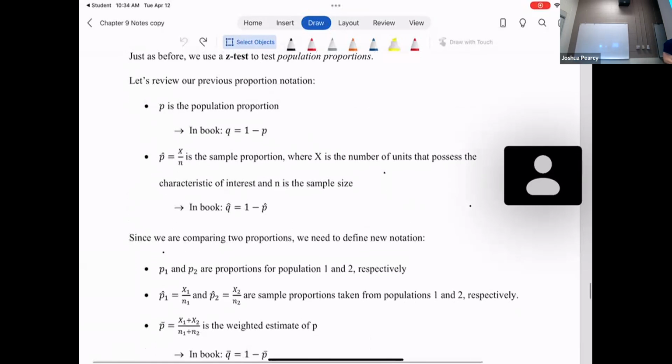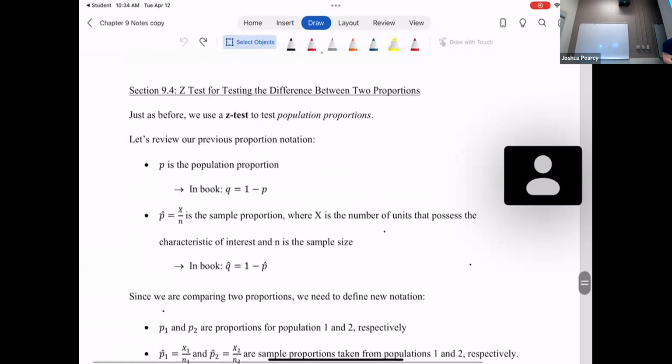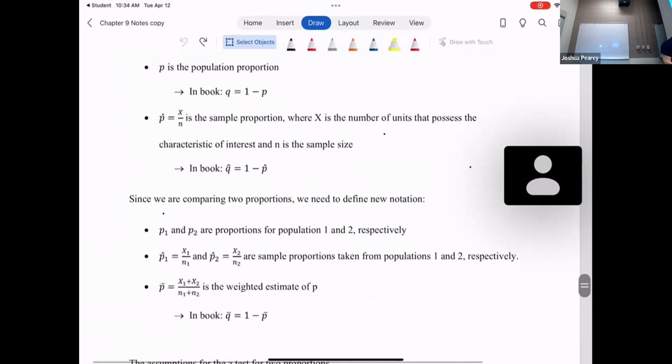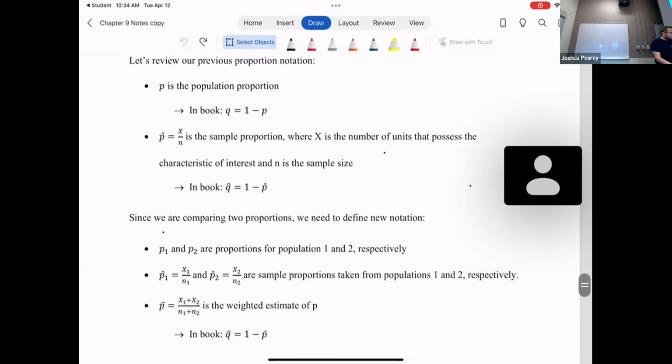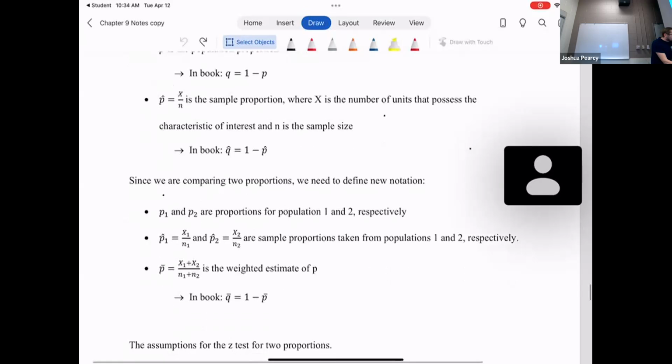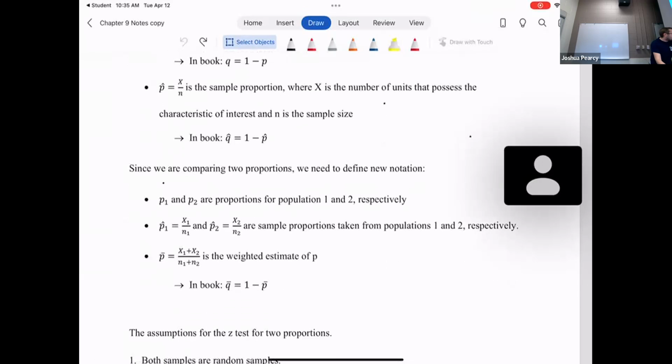Your book denotes Q as 1 minus P. Nothing new. P hat is the sample proportion for one sample. It's the number of people who have some characteristic divided by the total number of people in the sample. And in the book, Q hat is 1 minus P hat, so it's just a complement of it.